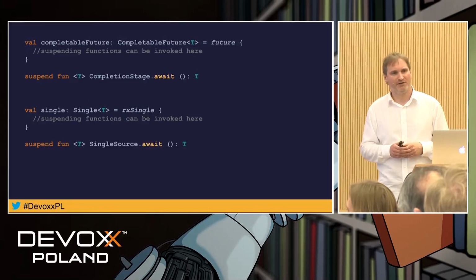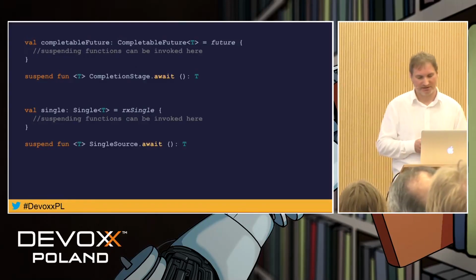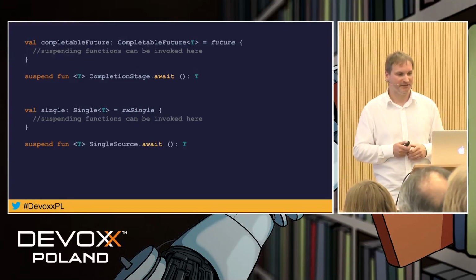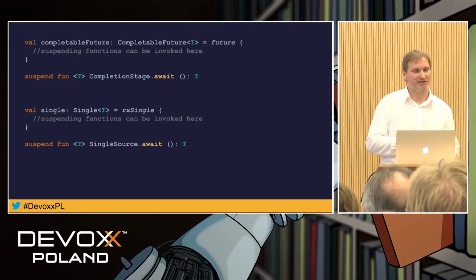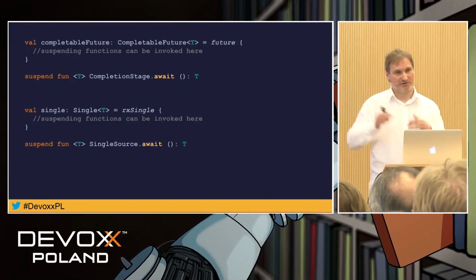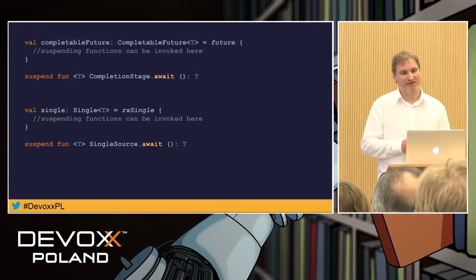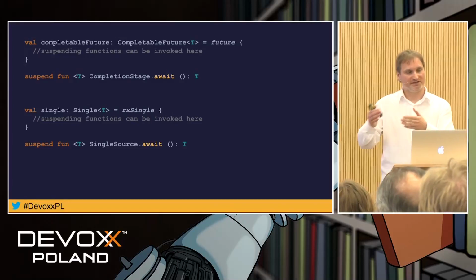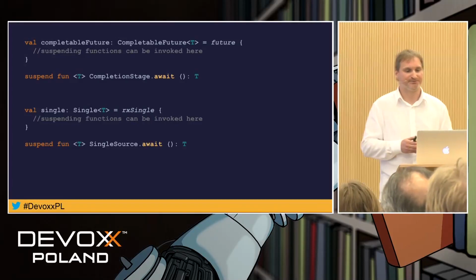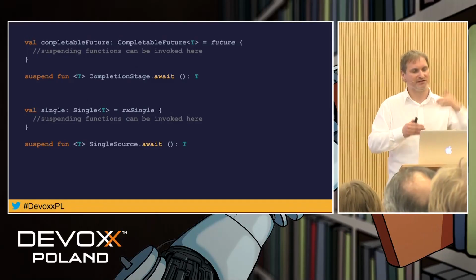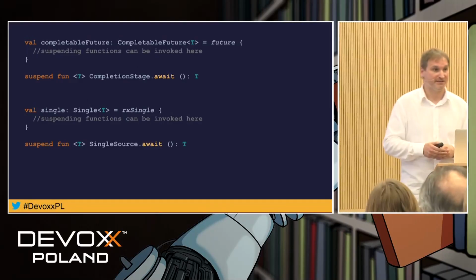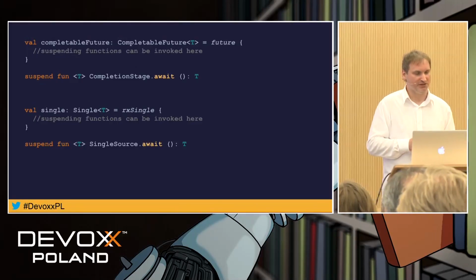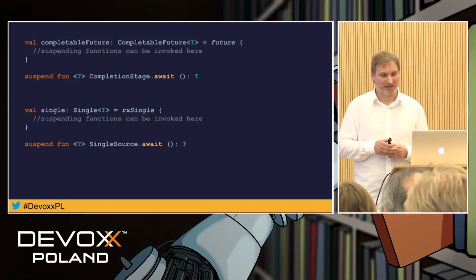And the same thing you can do with RxJava, for example. Here there is code for RxJava 2 and a Single reactive type. There is the rxSingle coroutine builder, which allows you to create a Single from a suspending lambda, just like future created a CompletableFuture. rxSingle creates a Single. And you also have the await extension function on SingleSource, and SingleSource is the super type of Single. So you can easily integrate with solutions which already use reactive libraries.